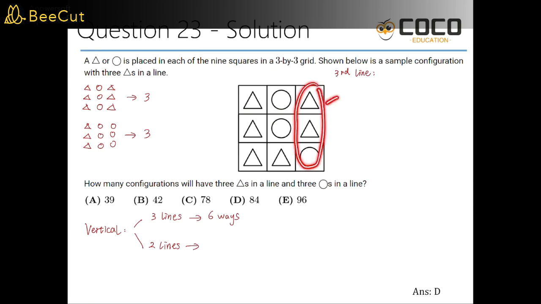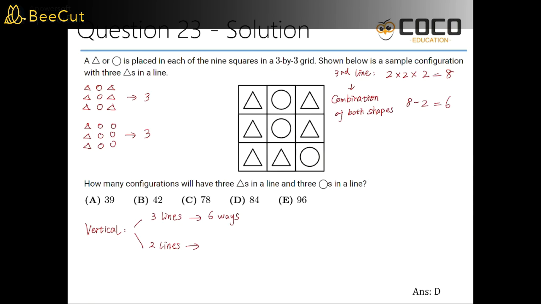So 3 shapes. First shape, 2 choices. Any of the 2 shapes, either triangle or circles. Second one is 2 choices. Third one is 2 choices. That will be 2 times 2 times 2. There's 8 ways. But we say that the third line is a combination of both shapes, so it cannot be all 3 triangles or all 3 circles. So 8 minus the 2 exceptions is 6 ways for the third line.